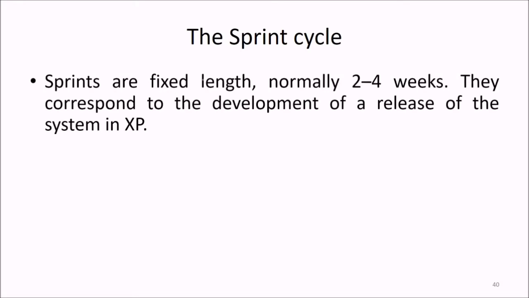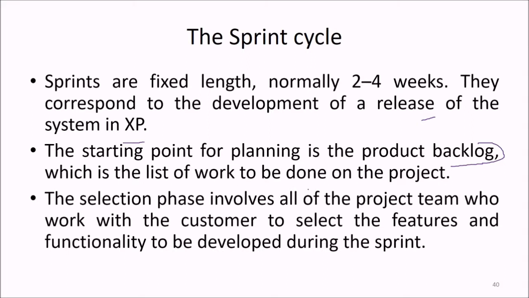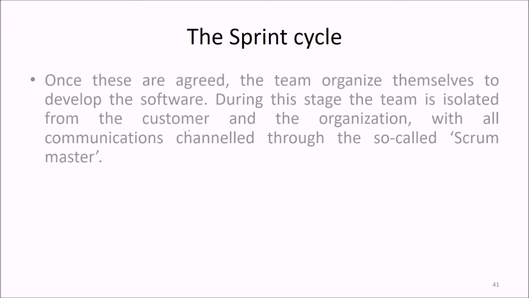What is the sprint cycle here? The sprints are fixed length, normally 2 to 4 weeks. So they correspond to the development of a release of the system in XP. What we learned in XP, exactly like this, the sprint is a fixed length of 2 to 4 weeks. The starting point for planning is the product backlog, which is a list of work that needs to be done on the project. And the selection phase will involve all the project team, who work with the customer to select the features and functionality to be developed during this sprint.